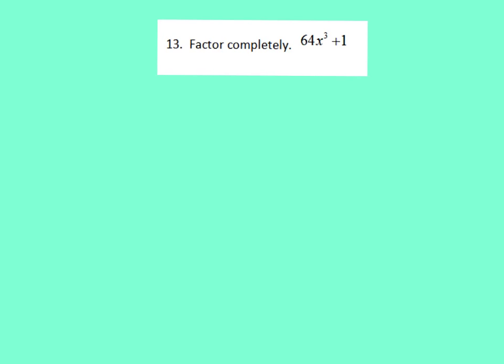Number 13, looking for a GCF. Oh, well, I don't have one, because if one of my factors is 1, I don't have a GCF. So now I have 2 terms. It's a plus sign, so I'm thinking it's got to be sum of cubes, which does make sense because I see an x cubed here. So I know I'm doing sum of cubes, which is going to be my roller coaster.